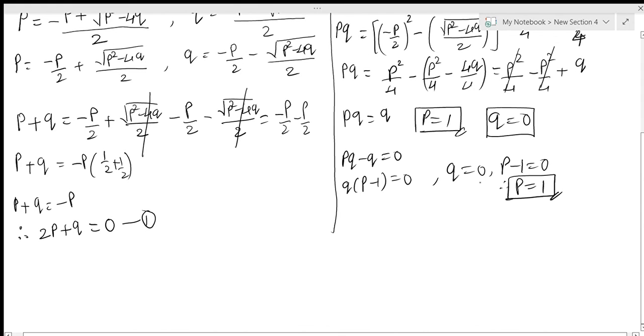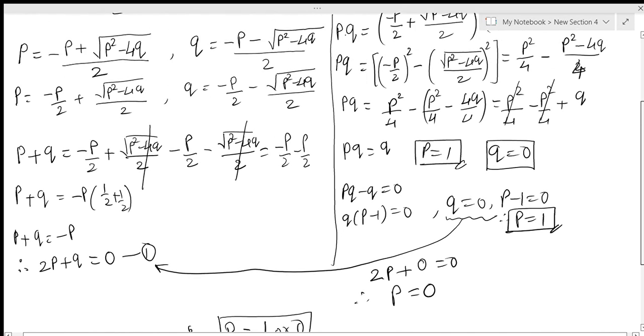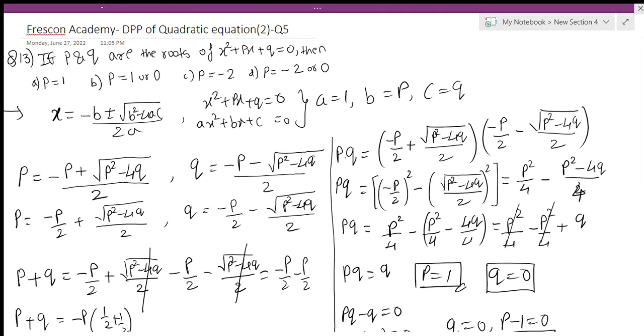And if I put the value of q as 0 in this equation, I will get 2p plus 0 is equal to 0. Therefore p is coming out to be 0. Therefore the values of p are p is equal to 1 or 0. So the correct option for this question is B.